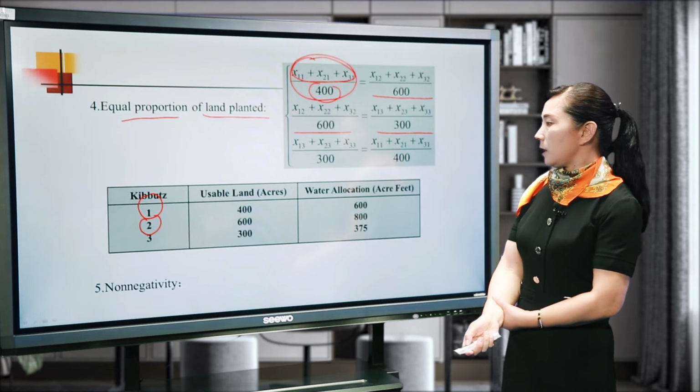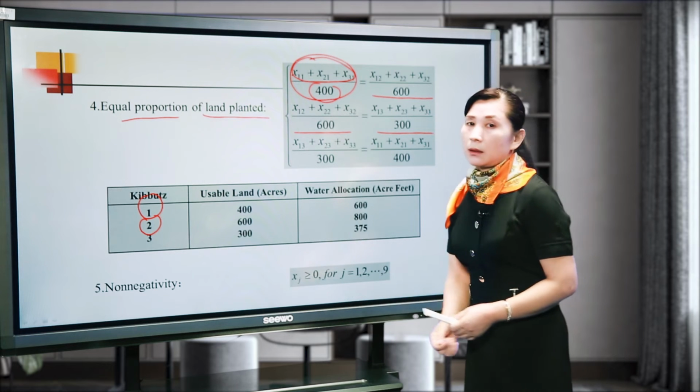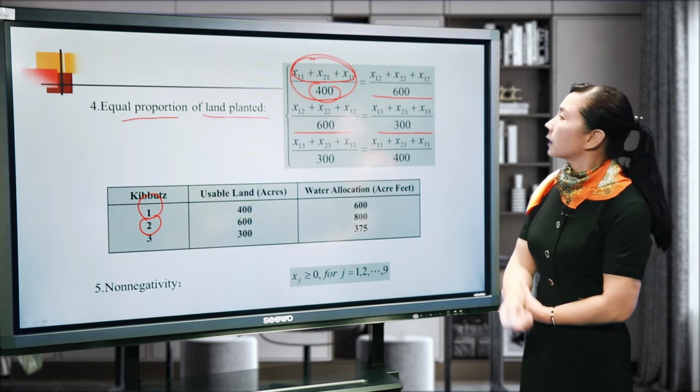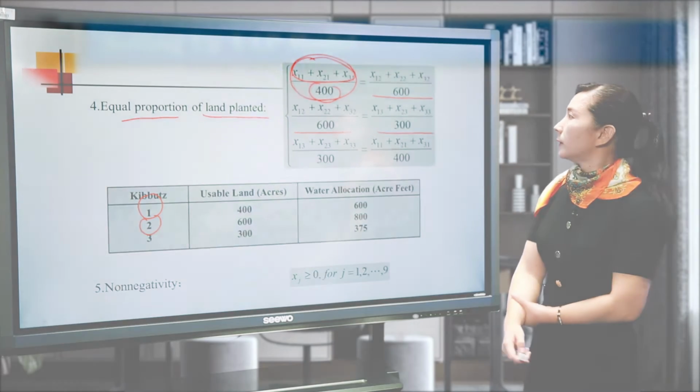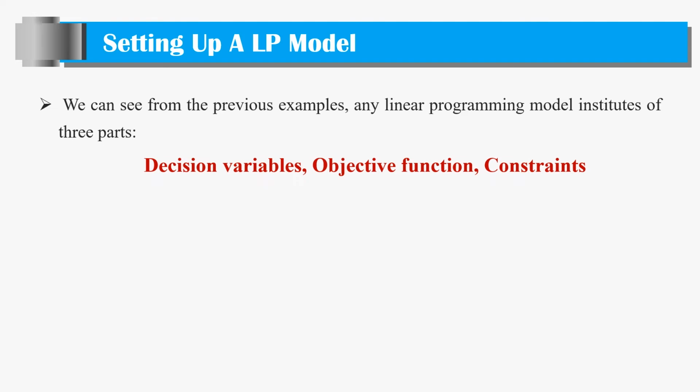And the last constraint is the nonnegativity constraint. That is, xj is greater than or equal to 0. So these are the constraints of this problem. And this model is very large, so we do not summarize it in a table. From these 2 examples, we conclude that setting up an LP model includes 3 parts: decision variables, objective function, and constraints.